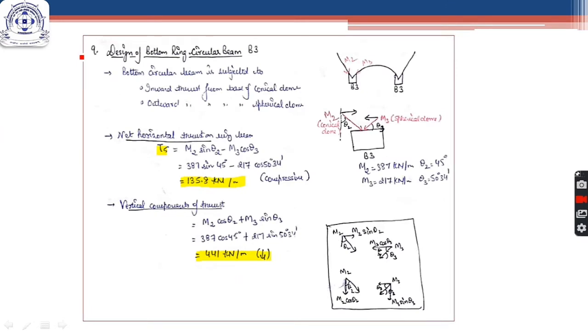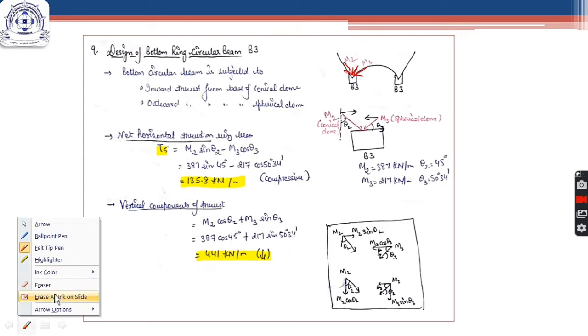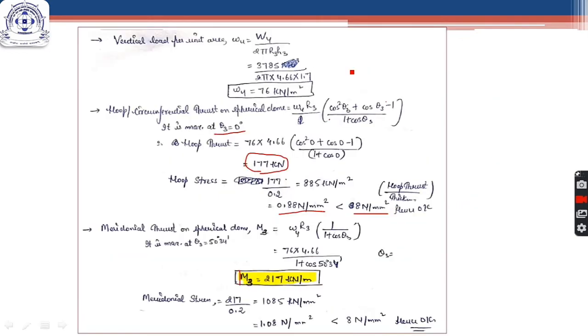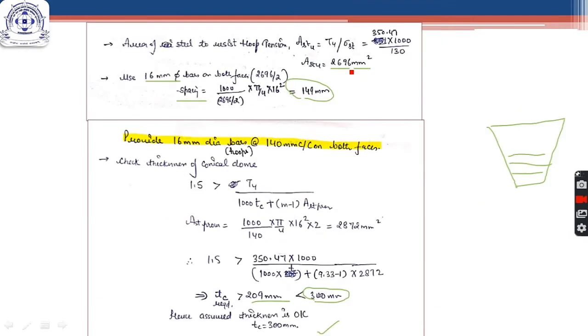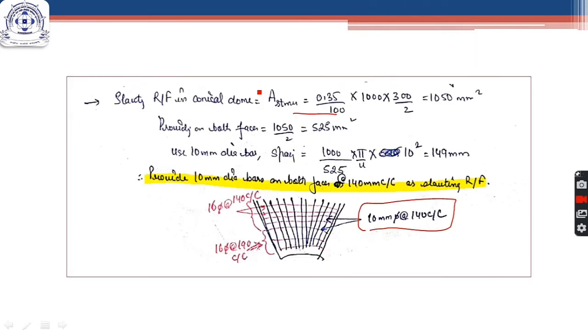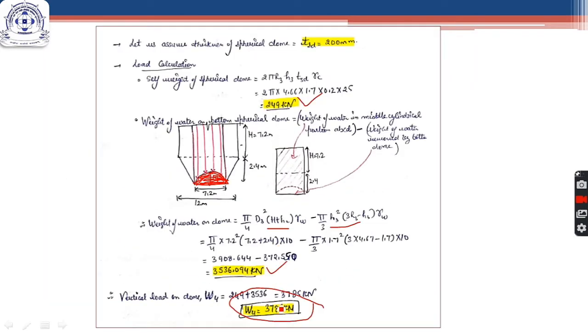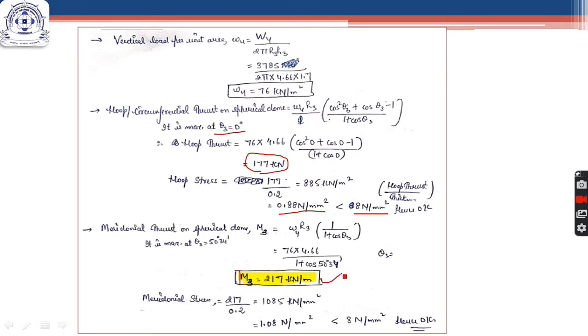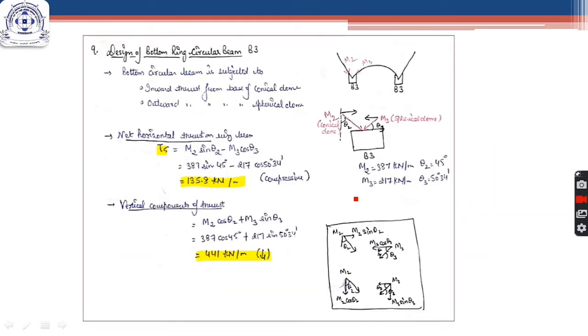Now we will have the design of the last component, which is the bottom circular beam. So this is the location of the bottom circular beam, which is acted upon by meridional thrust from the bottom spherical dome and meridional thrust from the conical dome. So M2 we have calculated while we were doing the design of conical dome, that is 387, and M3 we have calculated in the design of bottom spherical dome, that is 217. Okay, so I have written here this value.